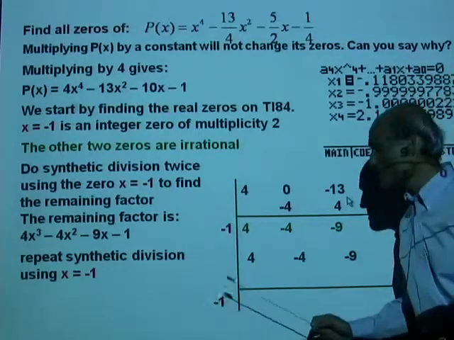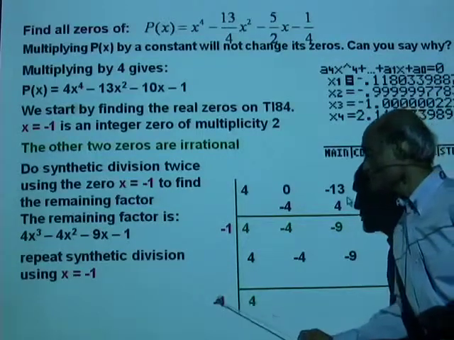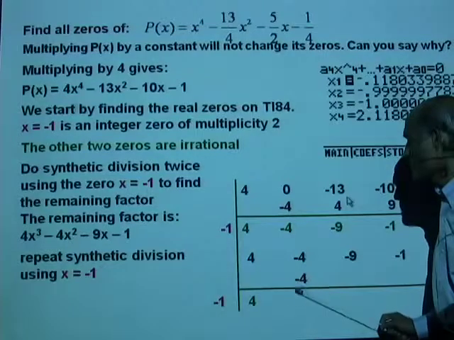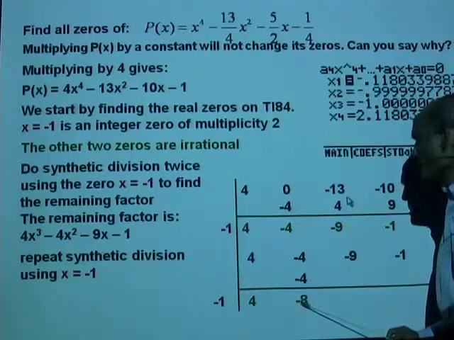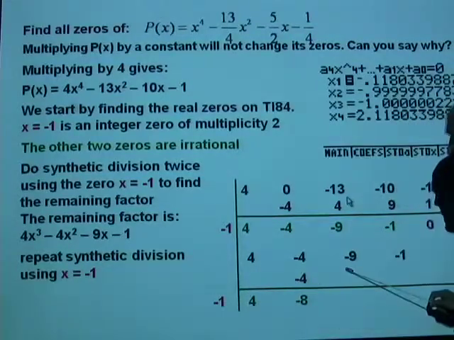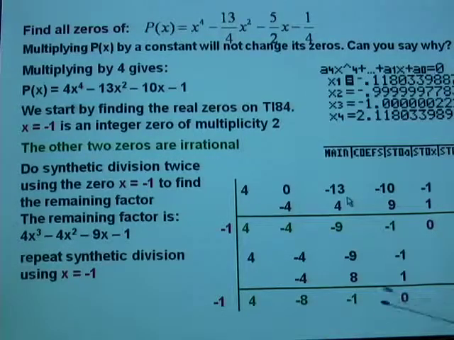Alright, again negative 1, bring down the 4. 4 times negative 1 is negative 4. Negative 4 added to negative 4 is negative 8. Negative 8 times negative 1 is positive 8. Positive 8 added to negative 9 is negative 1. Negative 1 times negative 1 is positive 1. That gives you 0.